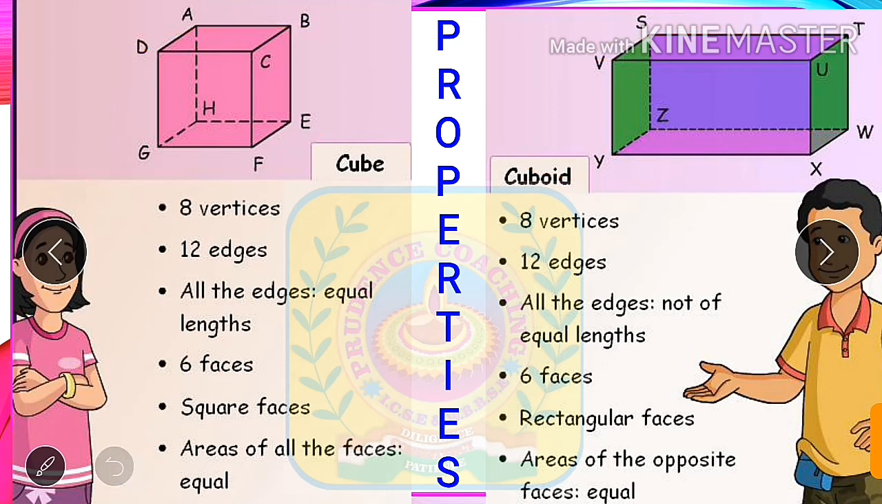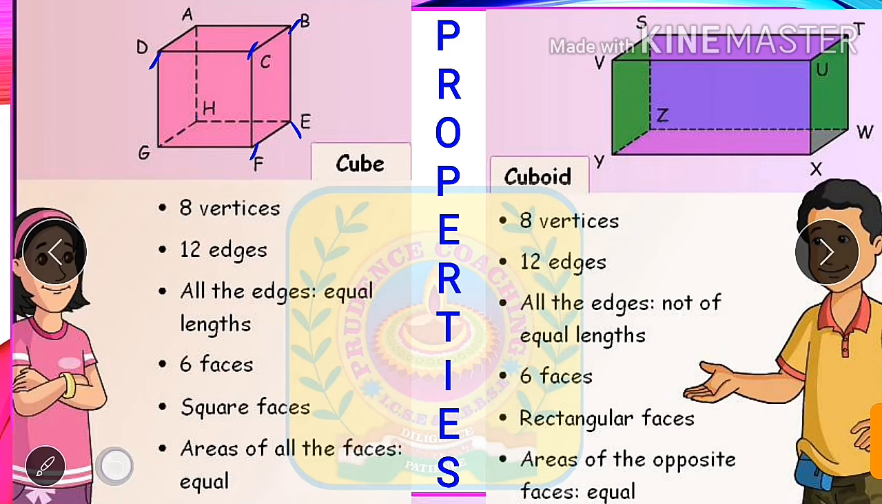In the case of a cube we have 8 vertices. Similarly, in the case of a cuboid we also have 8 vertices. Vertices means the corner points, that is point A, point B, point C, point D, point E, F, G, H, all these points are vertices. And in the case of the cuboid, points A, T, U, V, W, X, Y, Z, all these are vertices. So we have 8 vertices in a cube, and in a cuboid we also have 8 vertices.